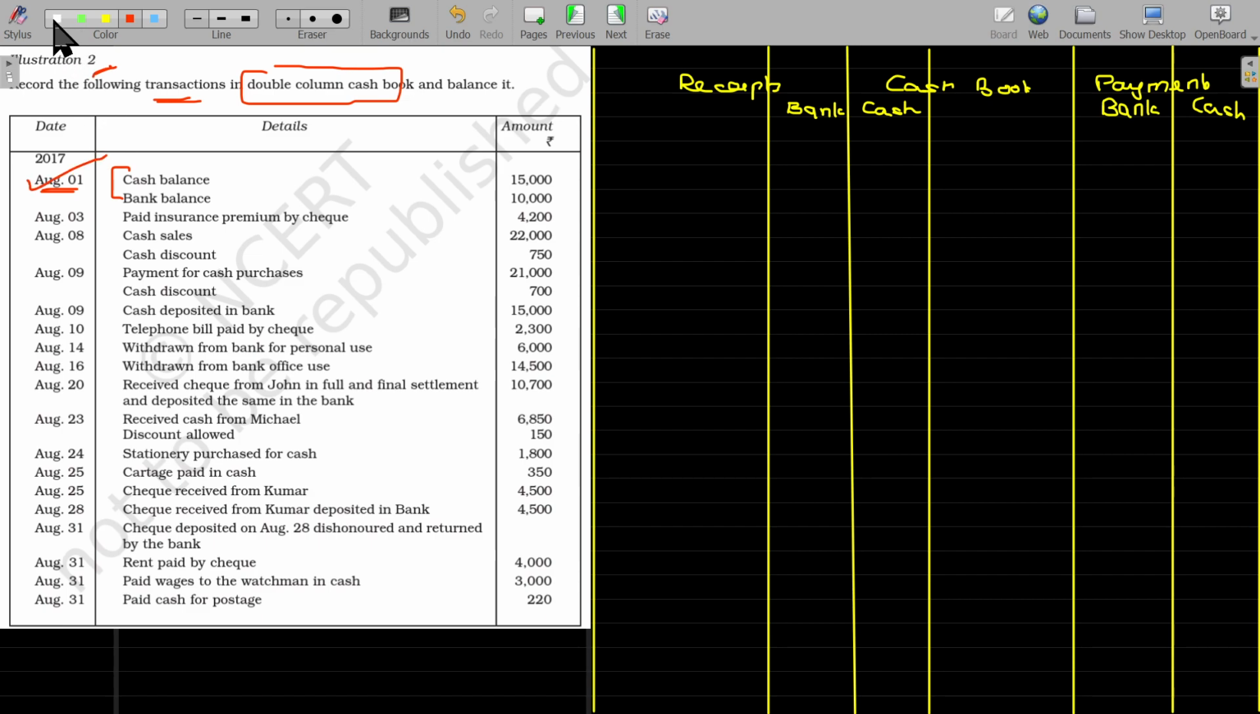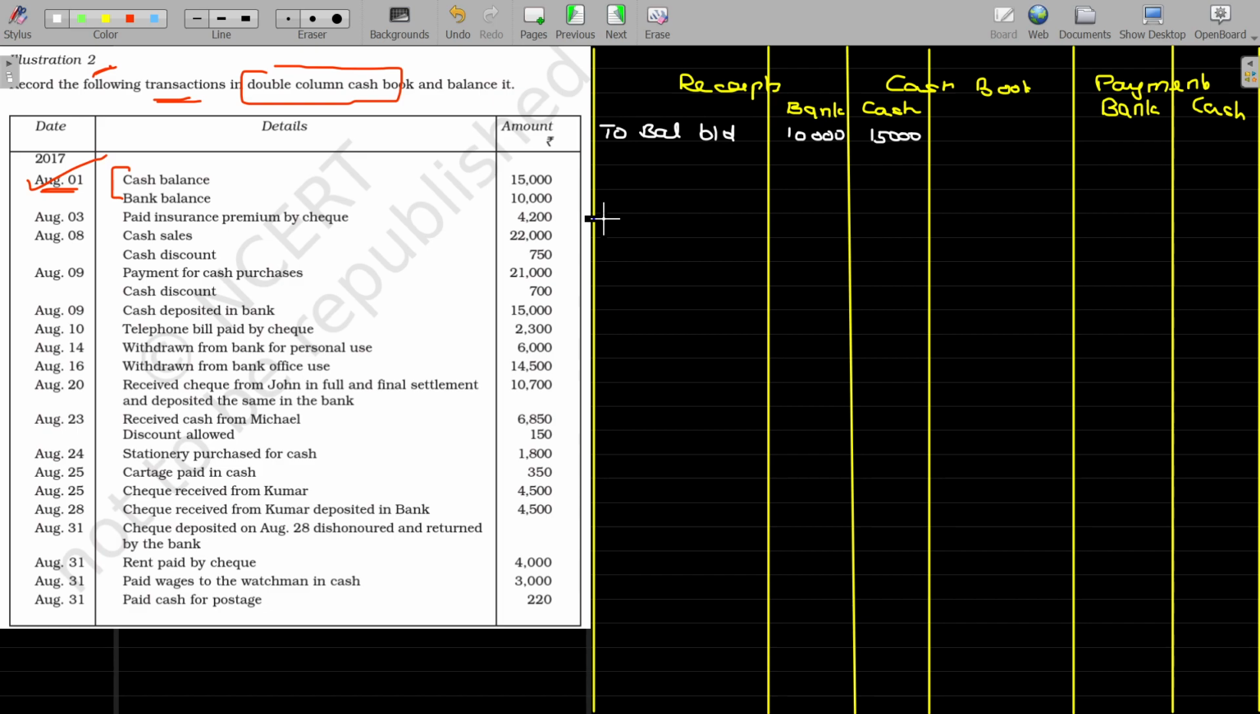So the opening balances should now be recorded in the debit side or receipt side as balance brought down. In bank, the value being 10,000. In cash, the value being 15,000. Correct me if I am posting wrongly immediately. Right.